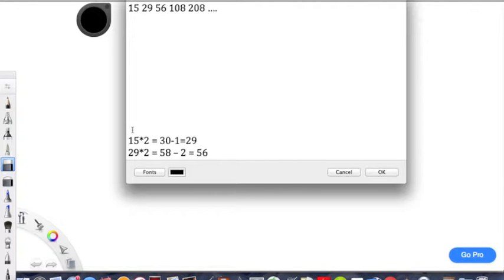So let's look at term 3 and 4 of the sequence right there. 56 and 108. How do we get 108? Okay, so there you go. 56 times 2 is 112 right there, and this time we subtract 4 from 112 to get 108.